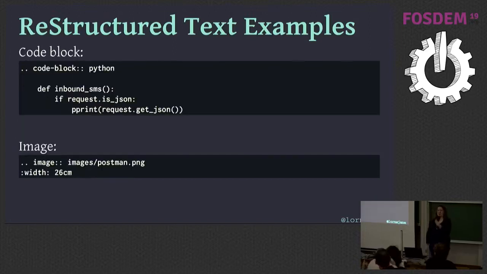You can put code blocks in. You just need to say what language it's in. This appears later in this deck. And you can put images in as well and specify their width or their height. I'd recommend width for slides, because if you need to change the aspect ratio, things go wrong. So something like this for images too.